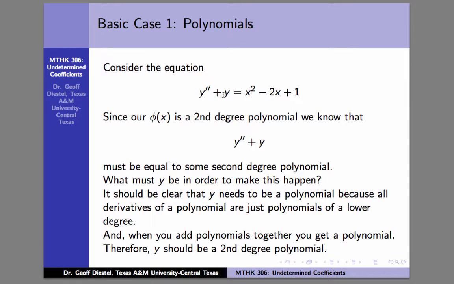If y is a second degree polynomial, its second derivative is a constant. So a second degree polynomial plus a constant is a second degree polynomial, and that's what we have. So our guess should be that y is a second degree polynomial. But second degree polynomials have a general form: some coefficient times the x squared term, plus some coefficient times the x term, plus some constant term. Those three things are our undetermined coefficients that we're going to use.